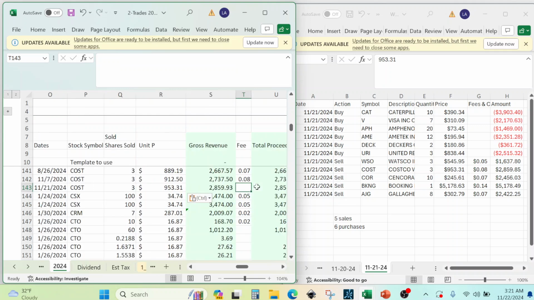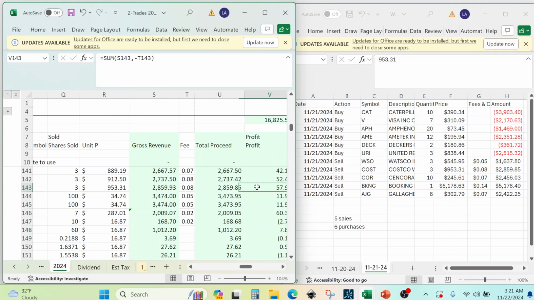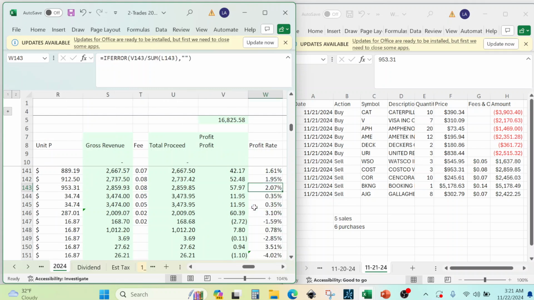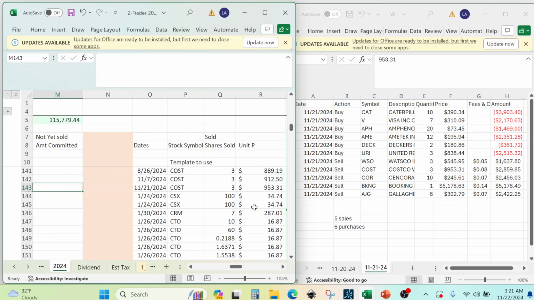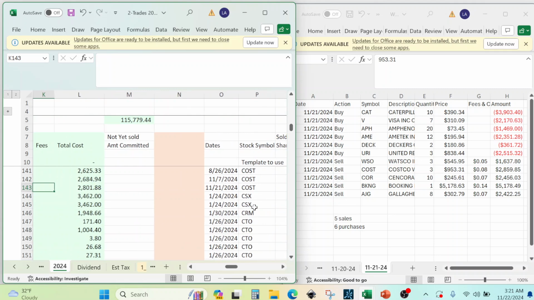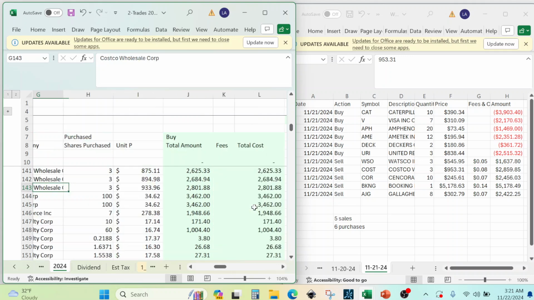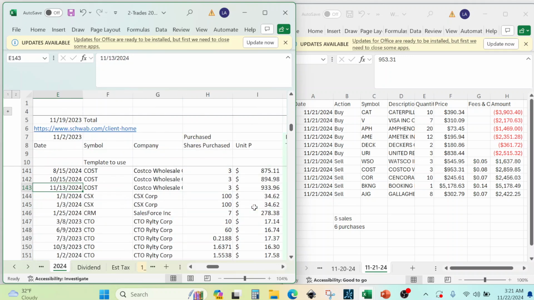And the fee is 8 cents, and the profit is 57.97. Let's go a little bit to see the rate there, and the rate is just taking the profit divided by the cost. Okay, so now let's take COR, which should be a neighbor of COST.